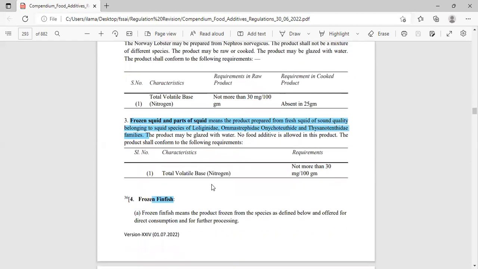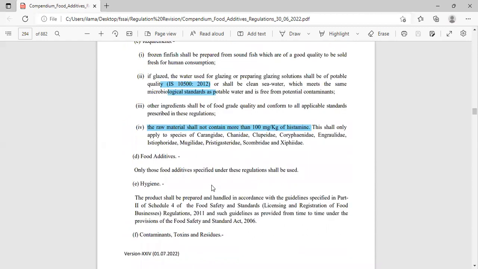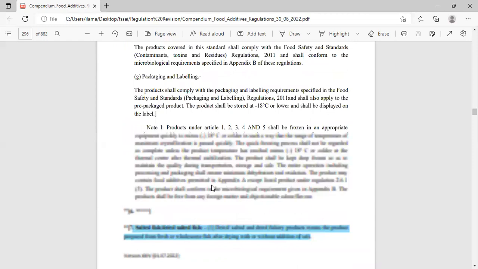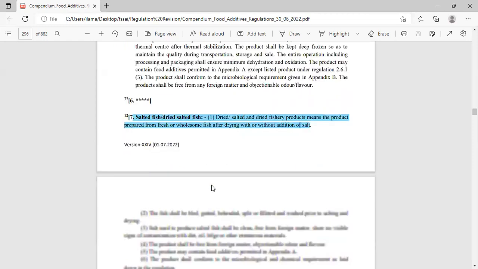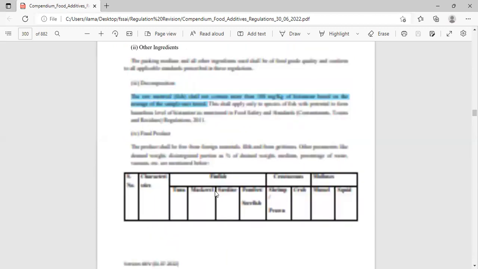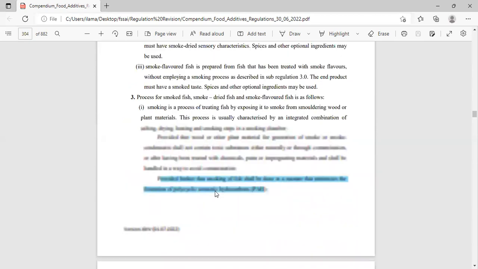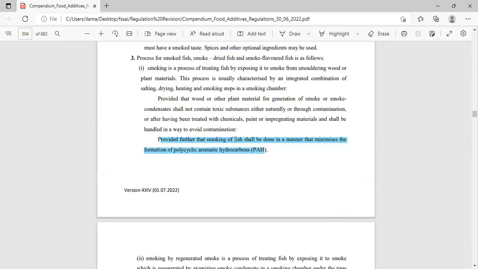Just go through what are all the fish products that are frozen. And here in fish and fish products, histamine value is not more than 100 mg per kg. That's all for meat and meat products, fish and fish products. Here, the smoking of fish has to be done in a manner that reduces the polycyclic aromatic hydrocarbon.